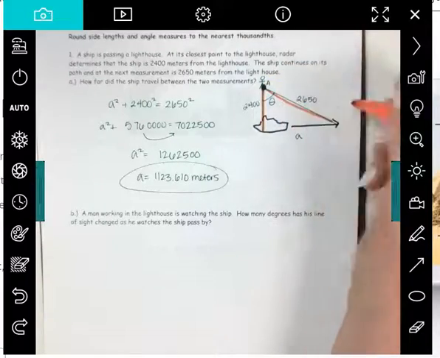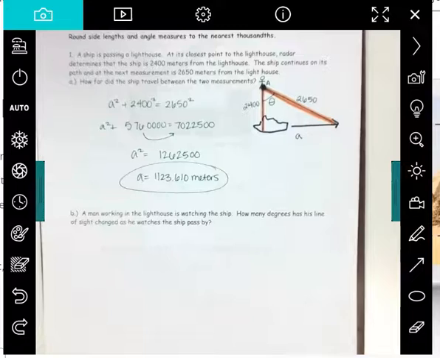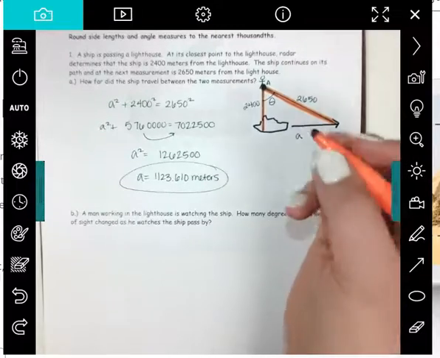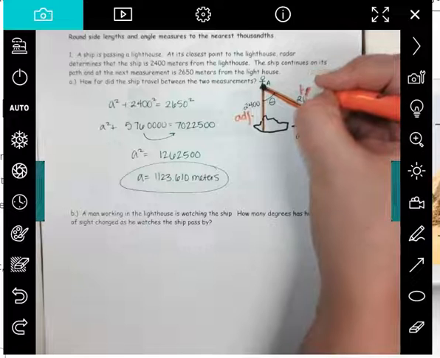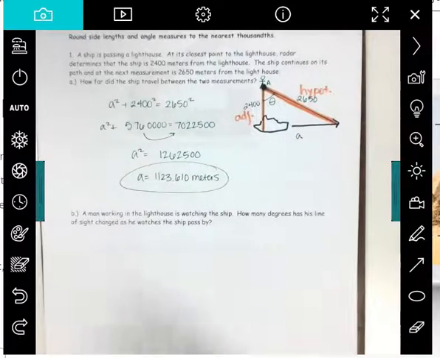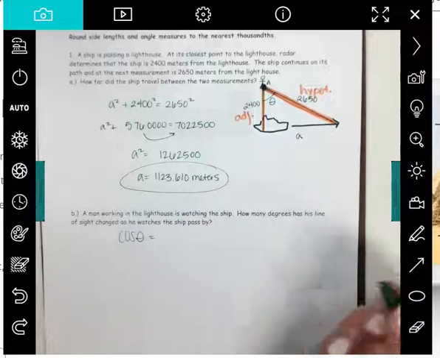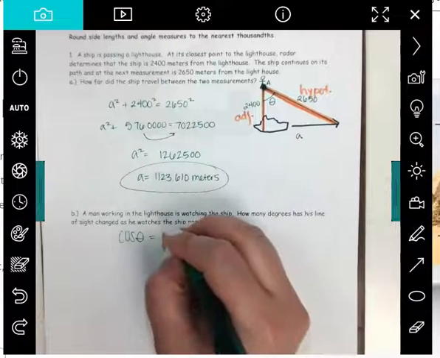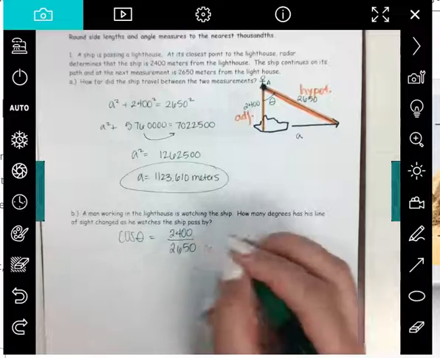do I want SOH, CAH, or TOA? Okay, CAH is correct. What's the 2,400? This is the adjacent. What's this one? The hypotenuse. And then A is opposite, but I'm trying not to use that because it's not a pretty number. So I would say for my equation, cosine theta equals adjacent, which is 2,400, over hypotenuse, which is 2650.